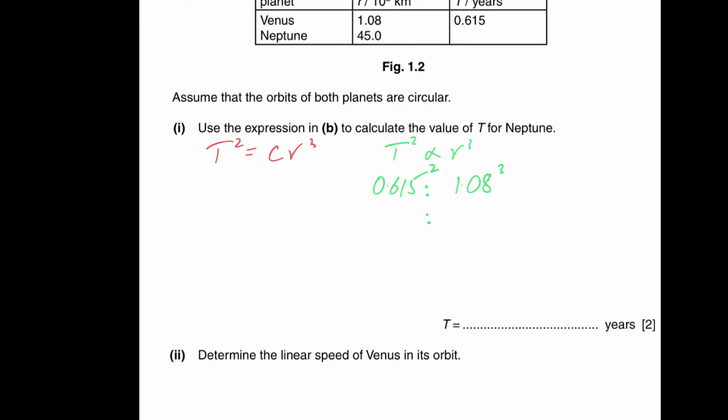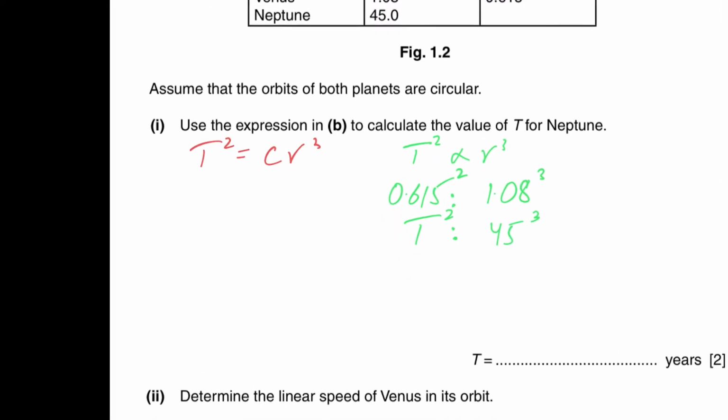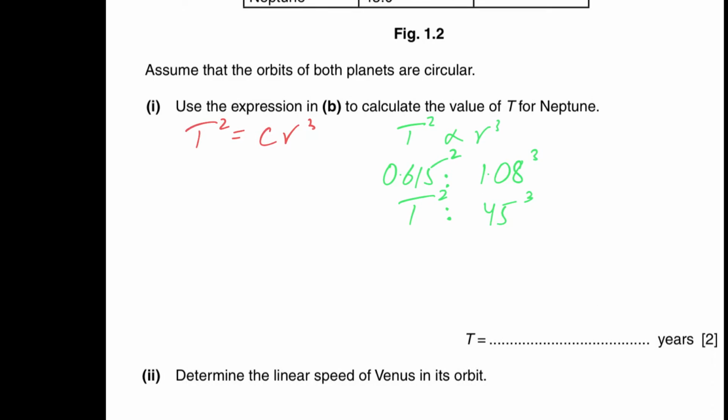The time period of Neptune is unknown, squared, and the radius for Neptune is 45 into 10 to the power 8 kilometers. Once again, the reason I'm not writing 10 to the power 8 and kilometers is because this will eventually cancel out. I can now cross multiply to find out the value of time.